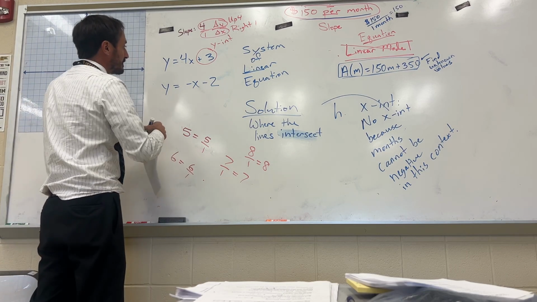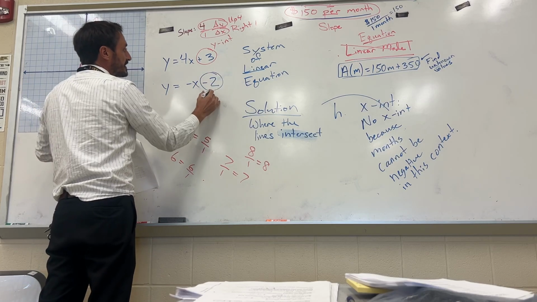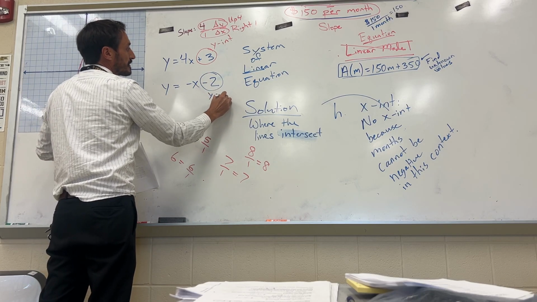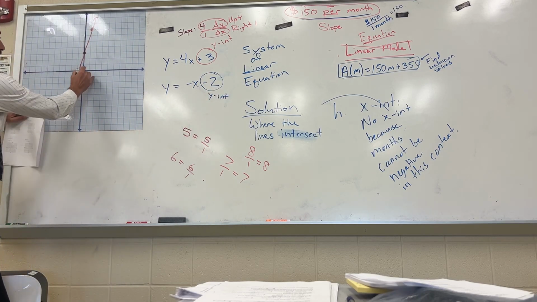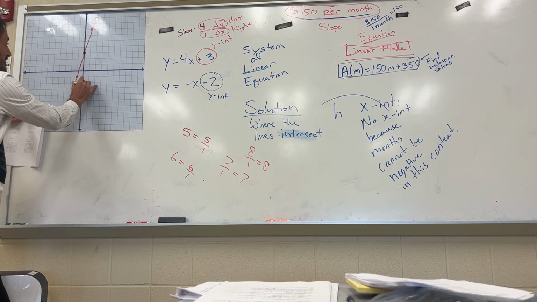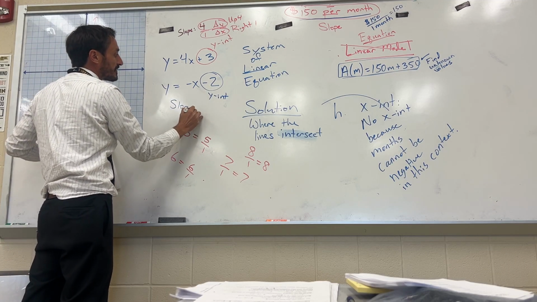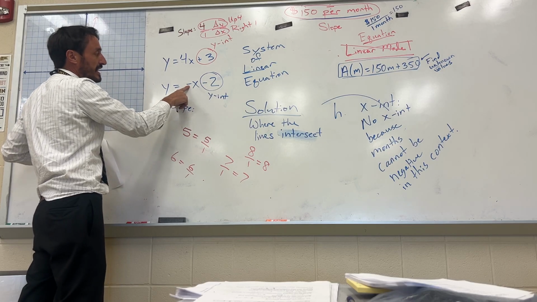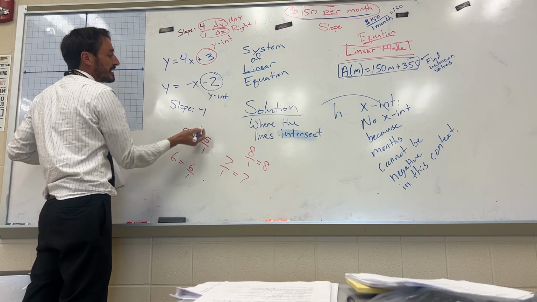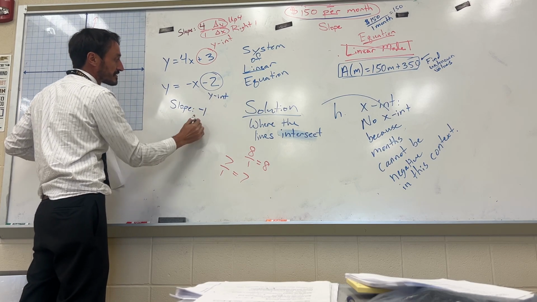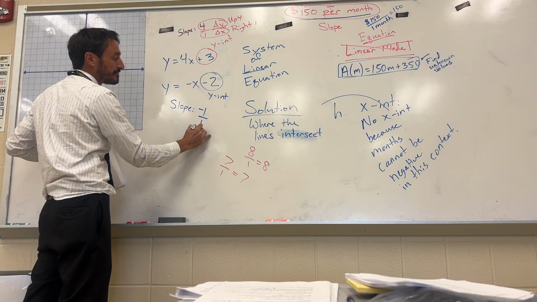Now, for the second one, our y-intercept here is negative 2. So we're going to go down 2 units on the y-axis and graph this point. We're going to grab our slope. Now, the slope is the number in front of x. Since there is no number, but we have a negative, that represents negative 1. Again, we have to write this as a fraction, so this is going to be negative 1 over 1.